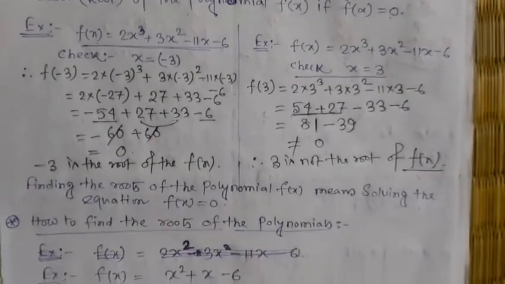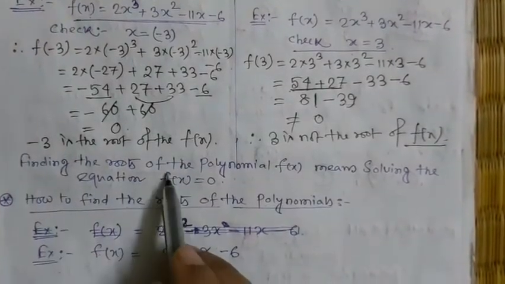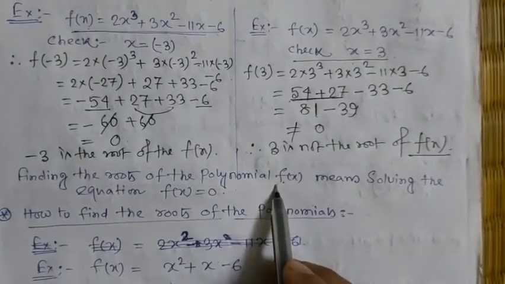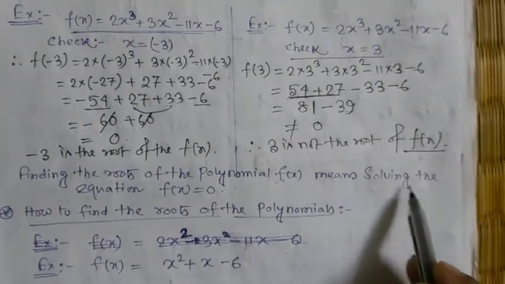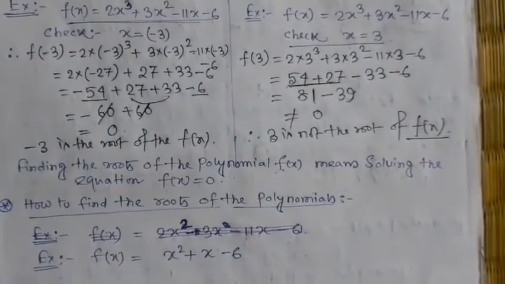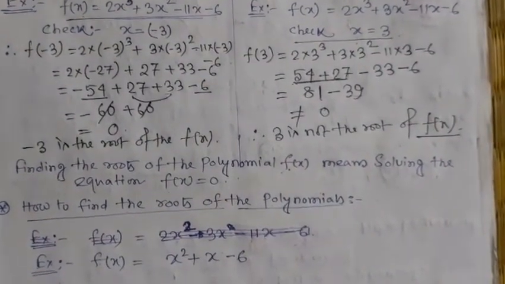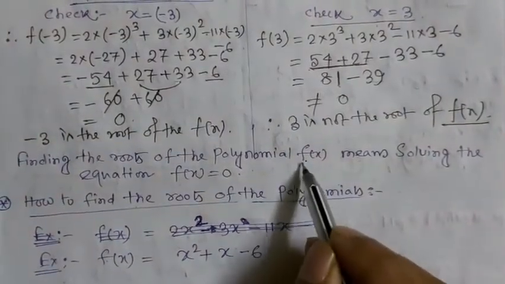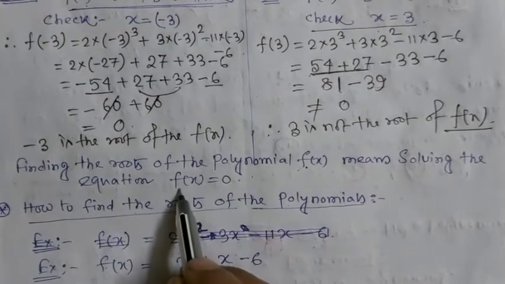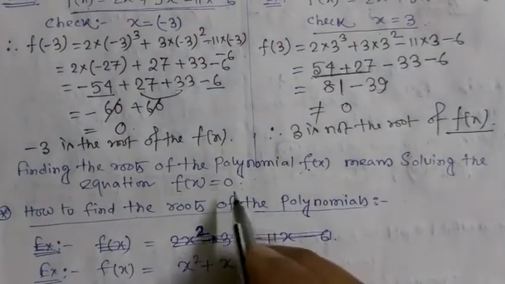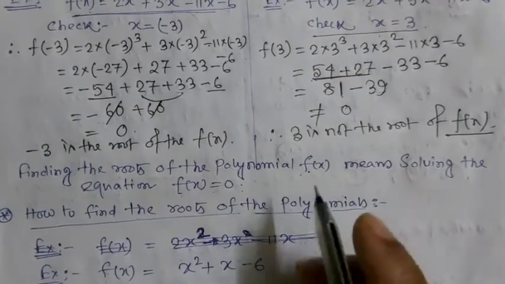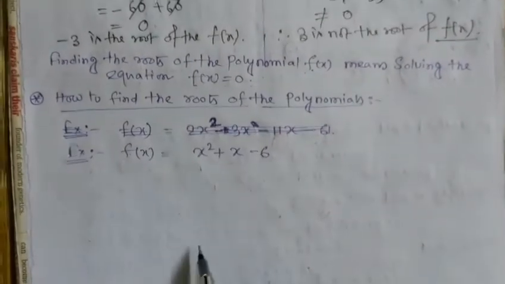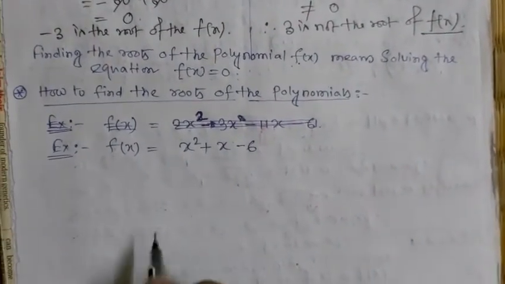Now, finding the roots of the polynomial f(x). How to find the roots of a polynomial? That means we have to solve the polynomial equation f(x) equal to 0. In this type of question, f(x) is given. Here f(x) is x square plus x minus 6.